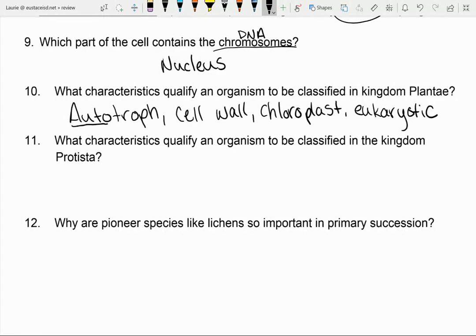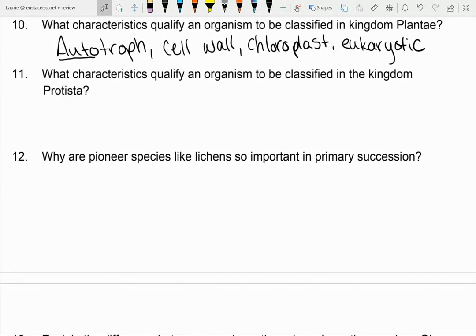So there are other characteristics for Kingdom Plantae, but I'm out of room. And these are really the characteristics that are going to help you truly identify, hey, this is different than my other kingdoms. So next we have what characteristics qualify an organism to be classified in the kingdom Protista. Remember with protists, we're talking about like our junk drawer kingdom. If they cannot be classified in other kingdoms, they're going to fall in as a protist.